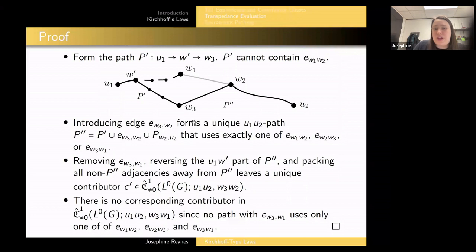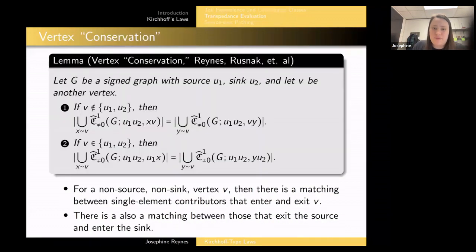And I know that there's no corresponding contributor in my final set because if I had a path that contained E3W1, then it has to use exactly one of these three edges. And since I know that in this particular contributor, I've chosen to use W3, W2, I know I can't be using W3, W1. So just the definition of contributor allows us to show that there's a matching between a contributor in another set, and that contributor does not have something to match to in any other set in our cycle. And that's the general idea of this proof. So that's how you would show cycle conservation.